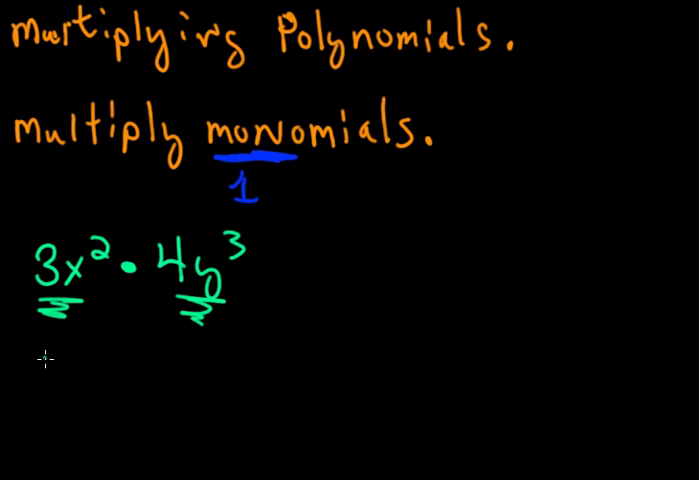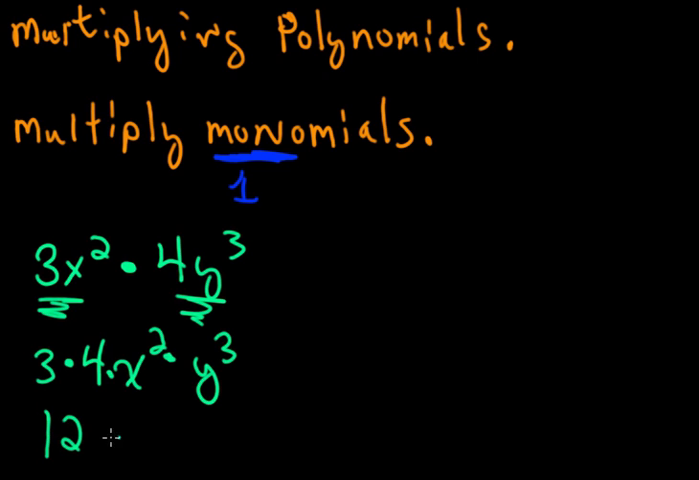So to do this, I'll put my coefficients together. I'll put my x's together. And I'll put my y's together. And I get 12x squared y cubed. Now when we multiply monomials, we tend to keep them in alphabetical order. And we don't focus on the degree of the variables inside the term. And if we're going to keep them in alphabetical order, it'll help us recognize the patterns we're going to see.